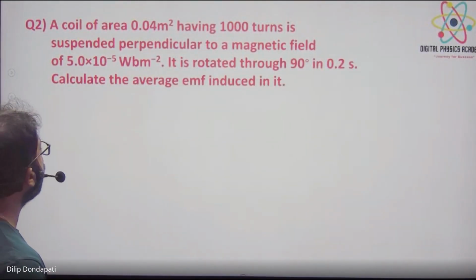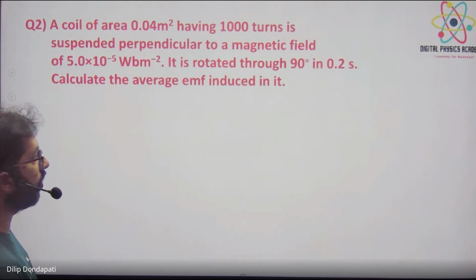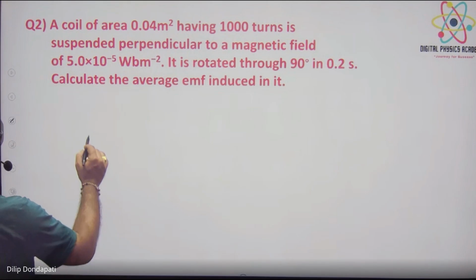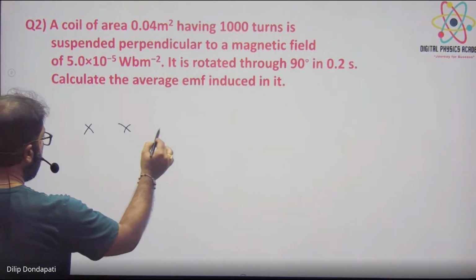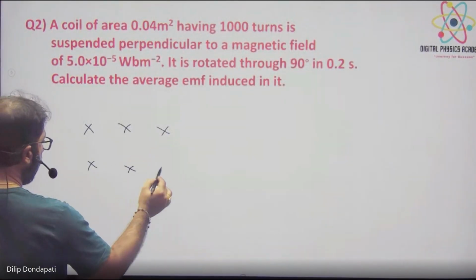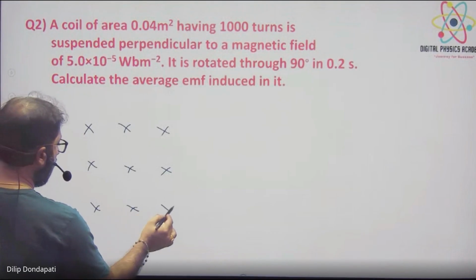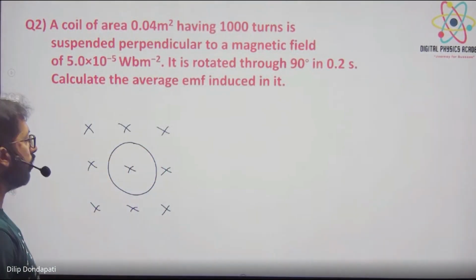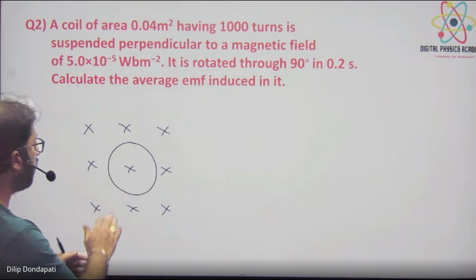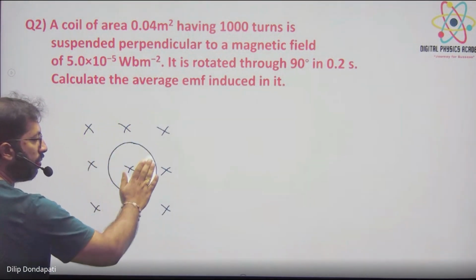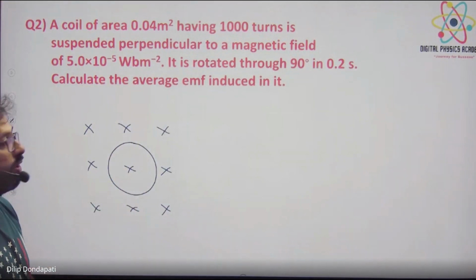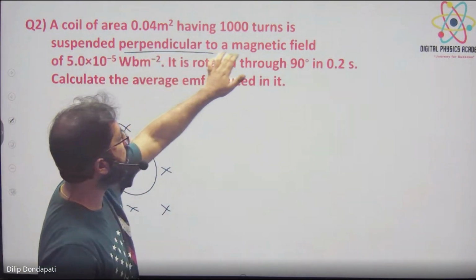A coil of this area having 1000 turns. See, turns is given now. It is suspended perpendicular to the magnetic field. The magnetic field is into the page. The coil is there, and they are perpendicular. If you see carefully, the coil is in the xy plane and the magnetic field is along the z axis. So they are perpendicular. That's why it is suspended perpendicular to the magnetic field.